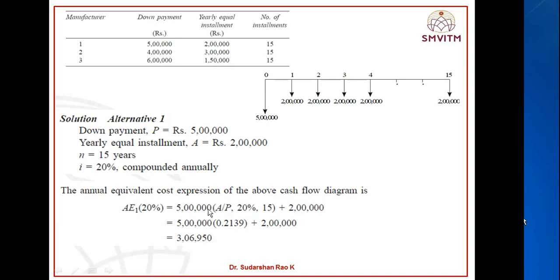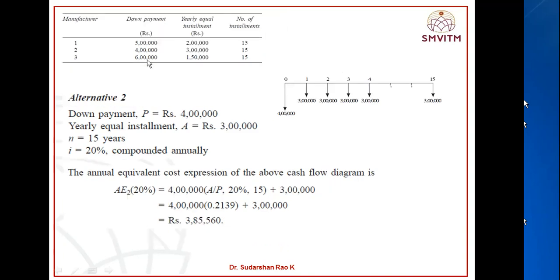then this present amount should be converted to the annuity, that is A by P. You can take this factor from the discrete interest factor table: A by P, 20%, 15 years, plus 2 lakh, which is an annuity only, annual. Therefore it is 3 lakh 6,950 rupees. The annual equivalent worth is 3 lakh 6,950 rupees, that is the payment every year.